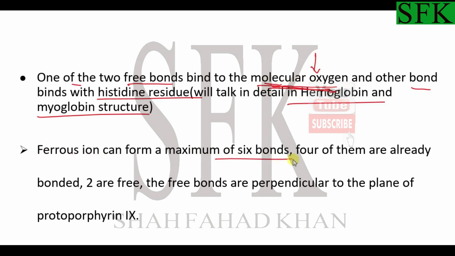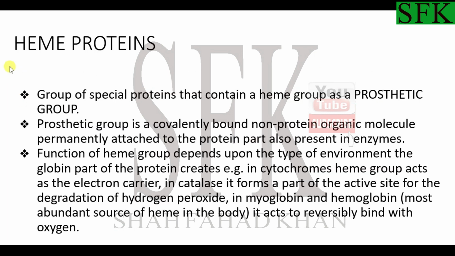Ferrous ion can form a maximum of six bonds. Four of them are already bonded and two are free. The free bonds are perpendicular to the protoporphyrin 9 plane. Right, so we've talked about this entire structure as well. Right, so now the proteins which contain the heme group are called heme proteins. Okay, those proteins which contain the heme groups are called heme proteins.